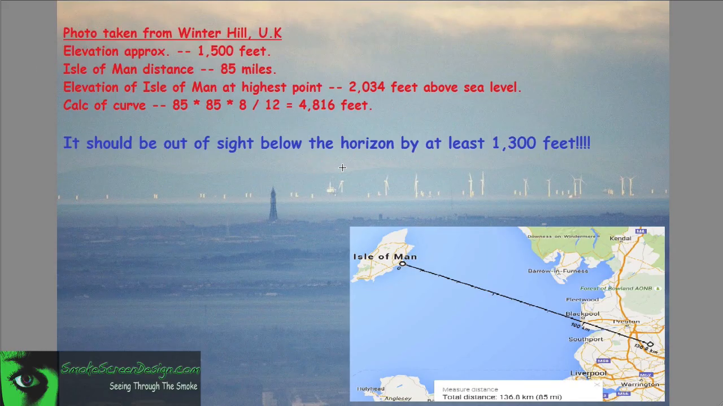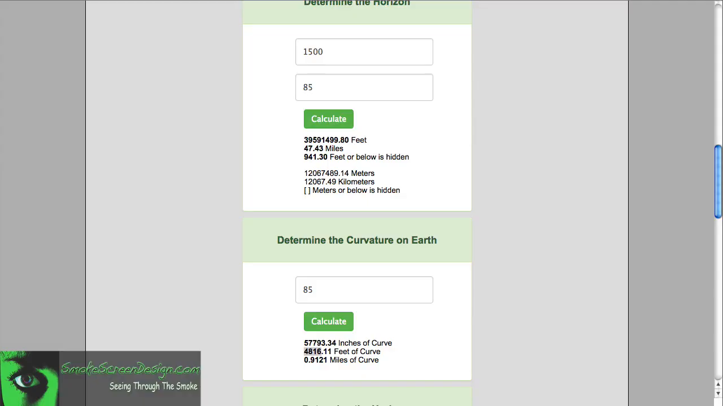So this says that the horizon should be out of sight by at least 1,300 feet. Really, it should be, that's not correct. So anything above, so this is 2,034 feet. Anything above 941 feet is going to be visible. So if you watch that other video I mentioned, it's going to explain it. But here's how it works.